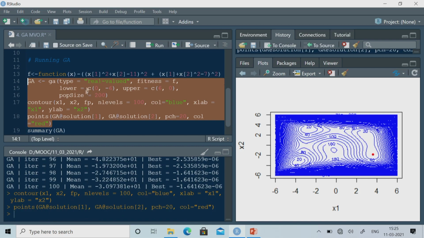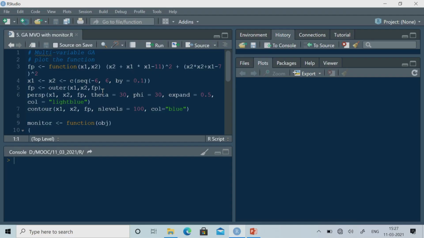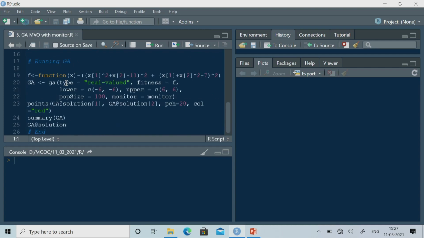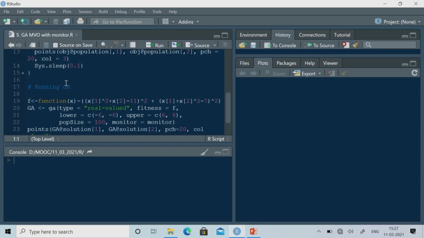So, therefore, by changing this upper bound and lower bound, I can actually get the solution in different quadrants, but if you are giving the range between minus 6 and plus 6, you will get one of the solutions. Like the single variable function, I can also monitor the solution in the case of a multivariable function. Let us see how we can monitor the GA iteration. So, here for this particular function again, that is (x2 + x1^2 - 11)^2 + (x2^2 + x1 - 7)^2, I would like to put the monitor function. Okay. So, that I will do.